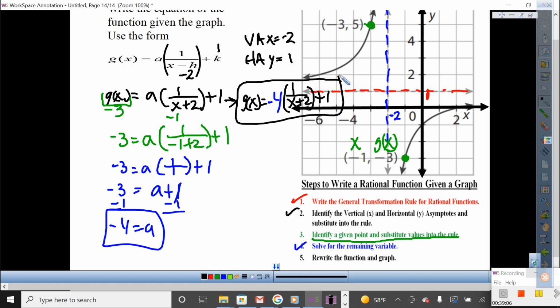Tonight's homework, we're going to have a couple of these. Make sure you follow the process. Also some of the other ones with the graphing.